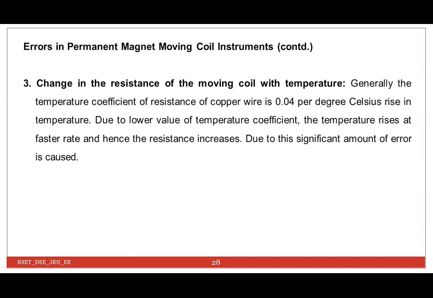Now, the last one, change in resistance of the moving coil with temperature. Generally, the temperature coefficient of resistance of copper is 0.04 per degree Celsius rise in temperature. Due to the lower value of temperature coefficient, the temperature rises at a faster rate and hence the resistance increases. Due to this, a significant amount of error is caused. So, the main contributor is the third point.